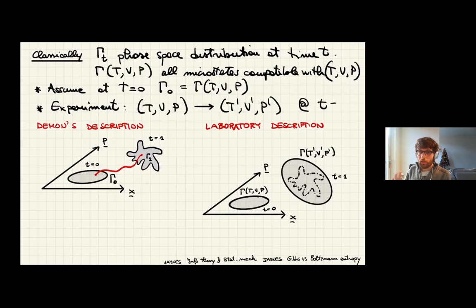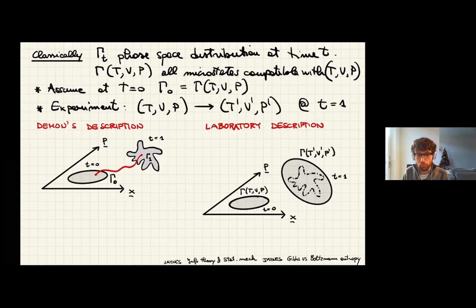And now, again, as before, there were two descriptions. There was this global agent demon description, and then there was the laboratory local agent description. Also, classically, you can make exactly the same argument. So what I drew here is gamma 0, which is the initial probability distribution at time equals 0, describing your knowledge about the initial macrostate.